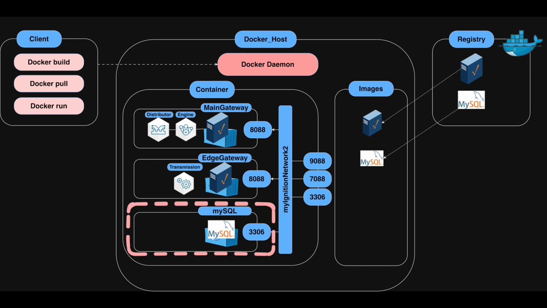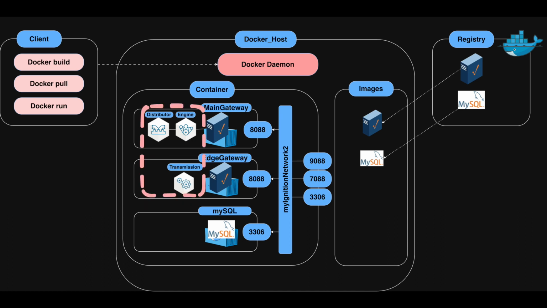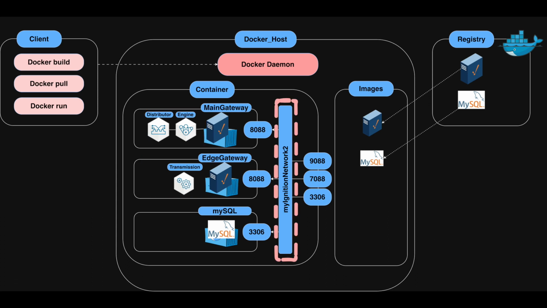We will use MySQL as database for main gateway. Then we will create boolean tag on edge gateway. We will publish that on main gateway using MQTT modules. To do this, we need all containers on the same network, so we'll create network bridge.